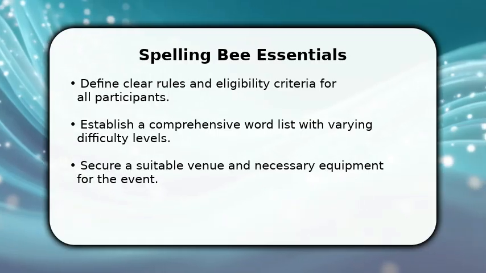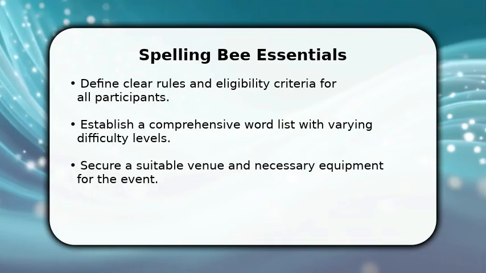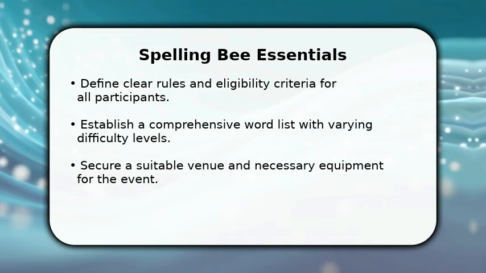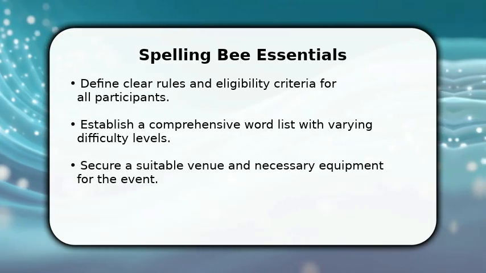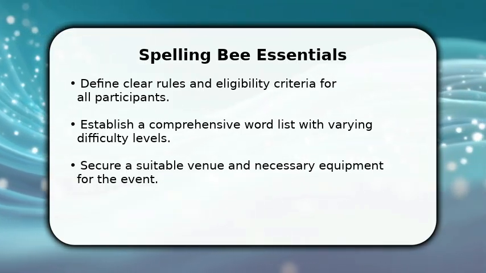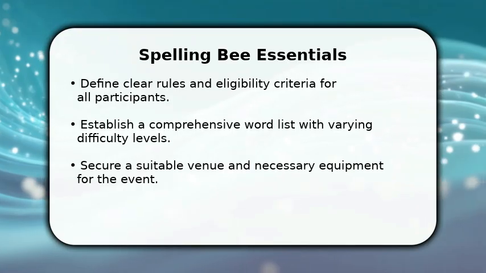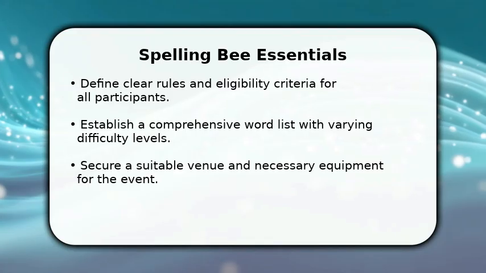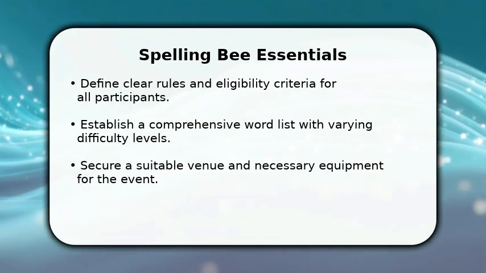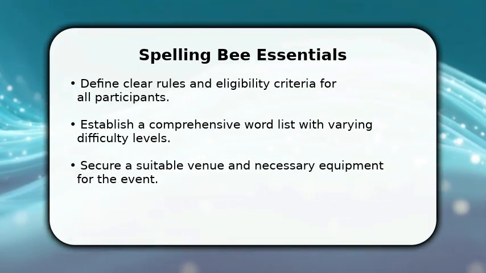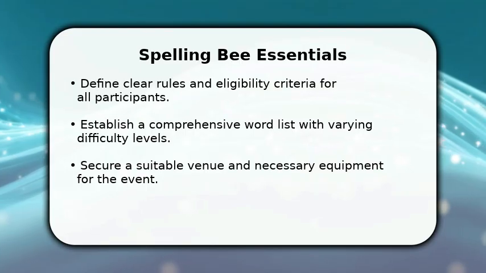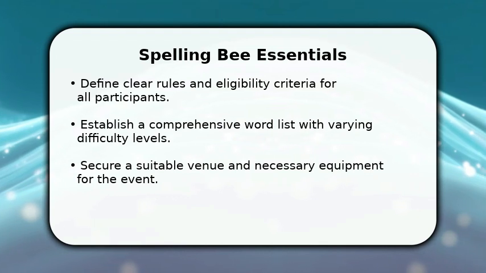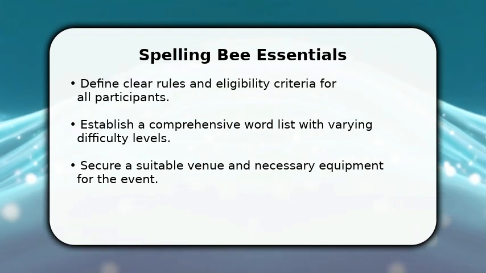In this video, I will explain how to run a spelling bee. First, begin by defining clear rules and eligibility for all participants. Next, establish a comprehensive word list, ensuring it has varying difficulty levels to challenge every speller. Secure a suitable venue with adequate space and necessary equipment like a microphone. Finally, recruit dedicated judges and a skilled pronouncer to ensure fair play and a smooth competition. These initial steps are crucial for a successful event.